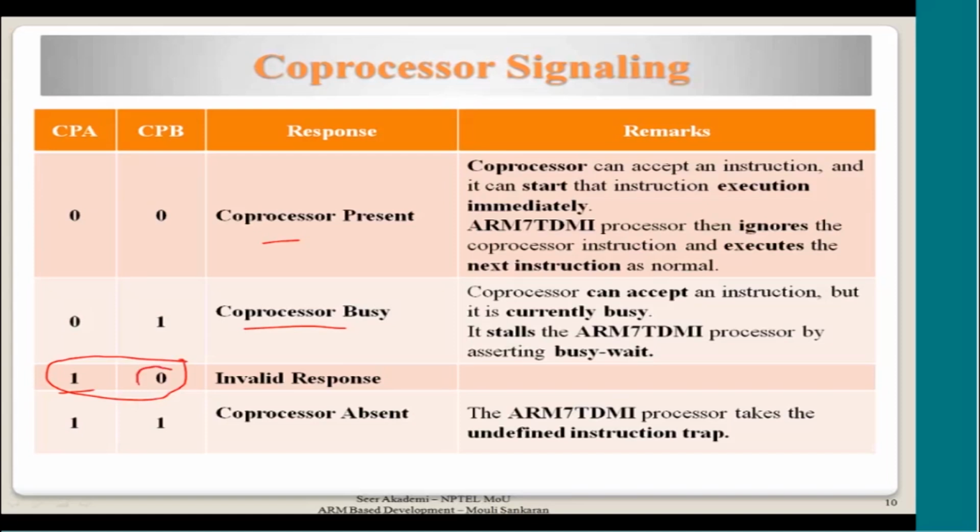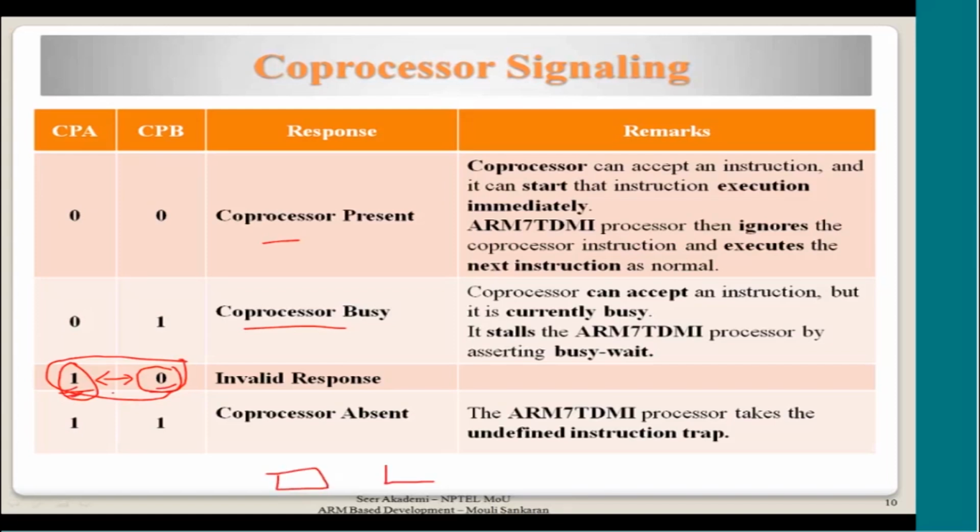But somebody in the coprocessor list says that I am not busy. See, it is a contradiction. It says that I cannot execute this instruction, but I am not busy. So it's a bad combination to happen.